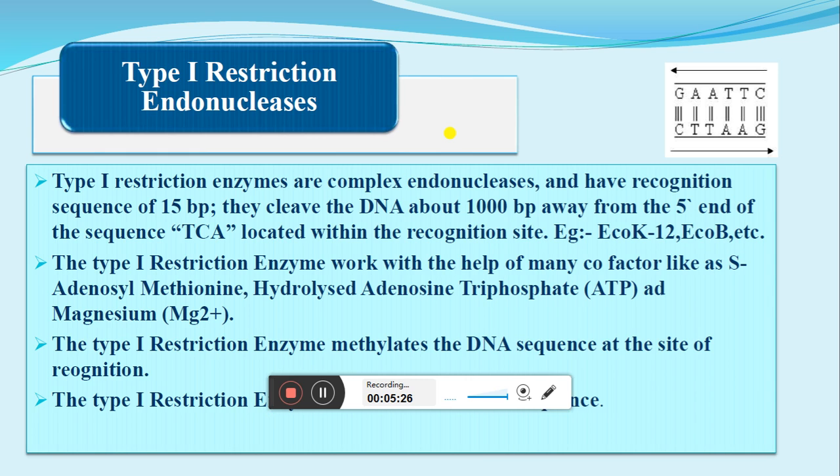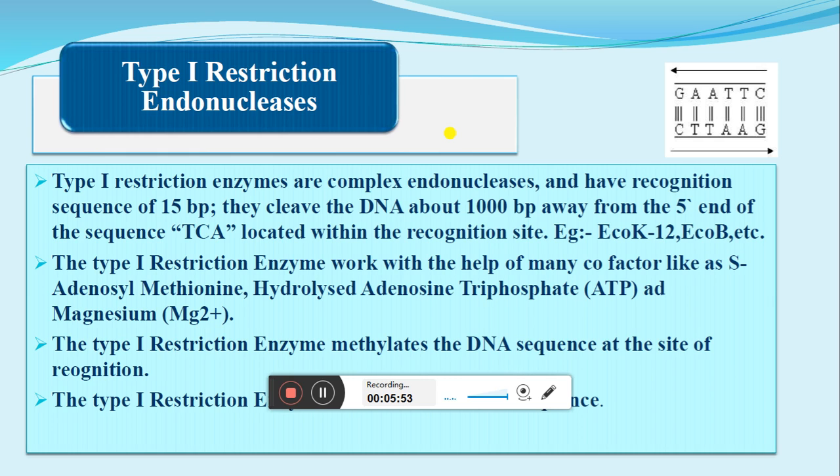This is recognized at a 15 base pair sequence and they cleave around 1000 base pairs away from the 5' end of the TCA located within the recognition site. That means from the recognition site, it cleaves 1000 base pairs away from its TCA site. Examples are EcoK12 and EcoB.